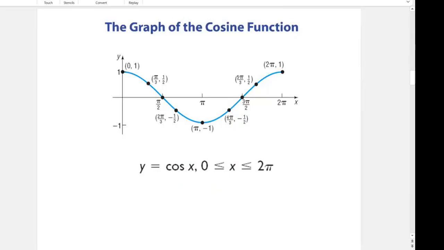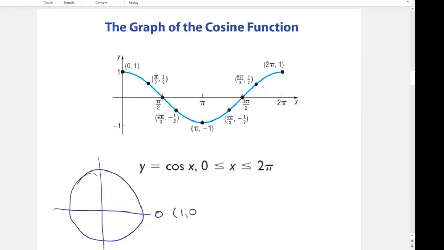So now we have the graph of the cosine, and instead of doing it where I graph it all separately, let's just draw a unit circle down here at the bottom. And again, I have my 0, which is (1, 0). I have my pi over 2, which is (0, 1). I have my pi, which is (-1, 0). And I have 3 pi over 2, which is (0, -1).